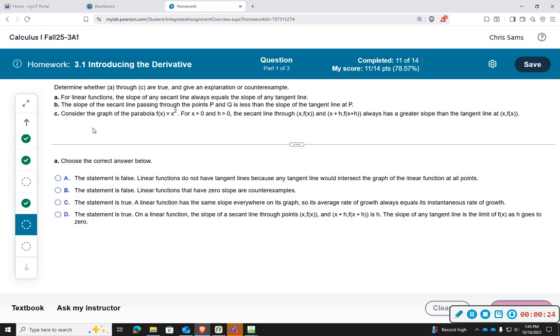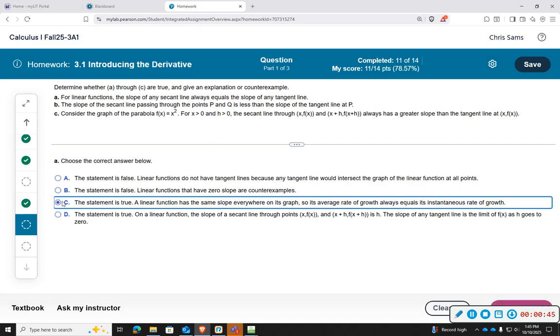So when you draw a straight line, the slope of any 2 points is going to be the same as the slope of a tangent line. And so that would be true. A linear function has the same slope everywhere because it's a constant rate of change. So the average rate of growth is always equal to the instantaneous rate of growth. So that would be true when it's linear, only when it's linear.